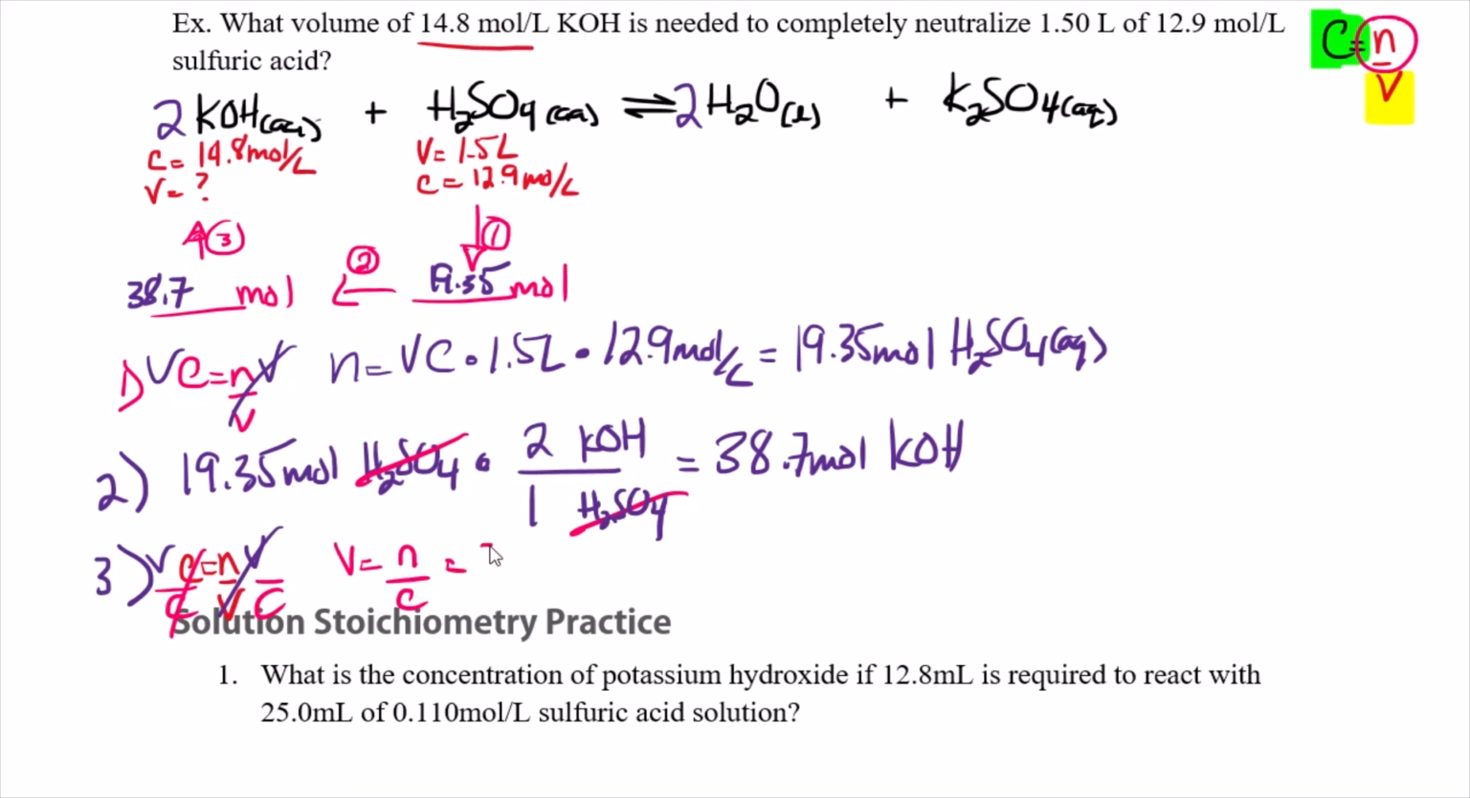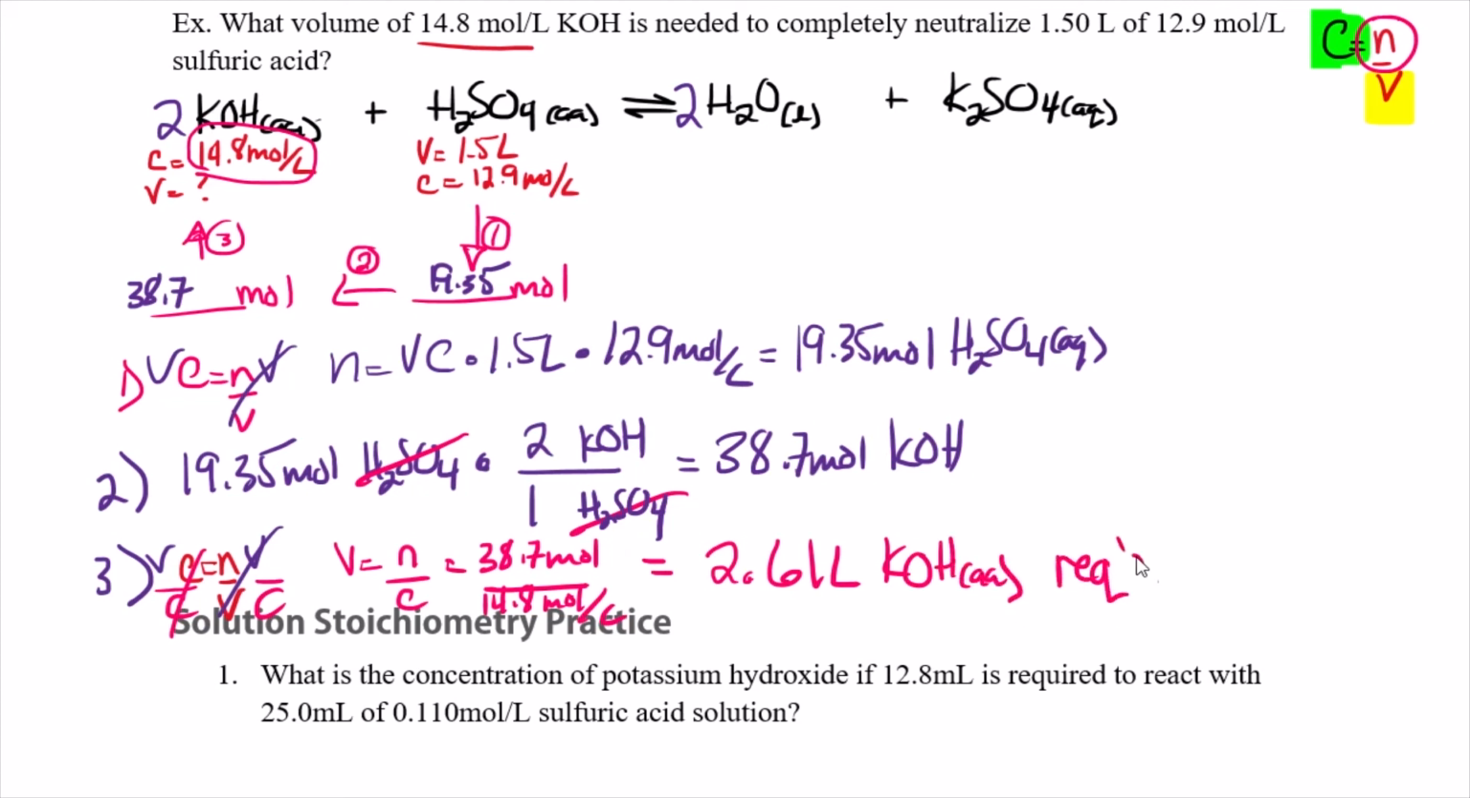Number of moles being 38.7. And my concentration, 14.8 moles per liter, which gives me 2.61. Now I get 3 significant digits, so 2.61 liters of KOH, potassium hydroxide, are required.